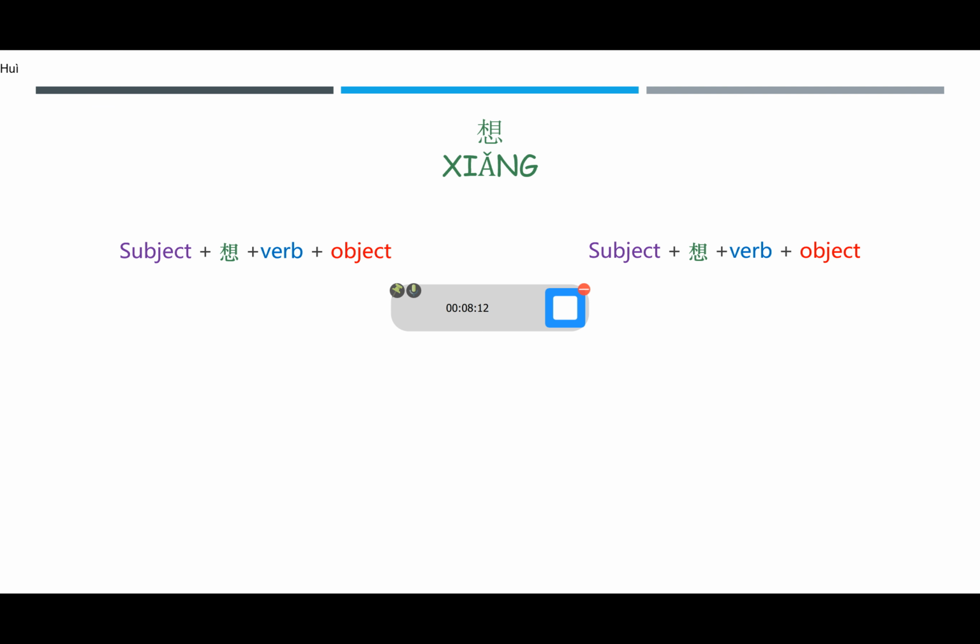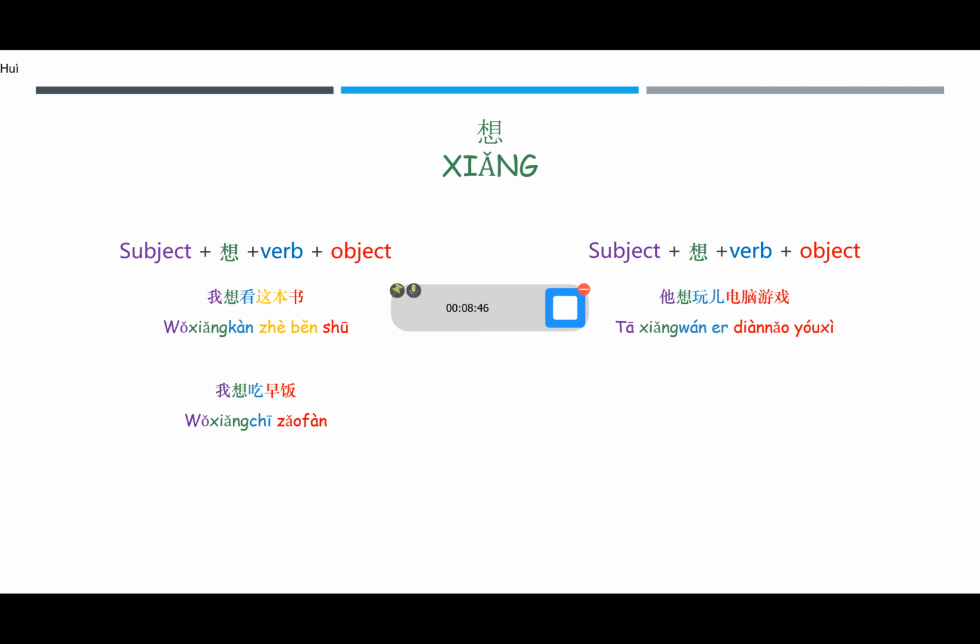So if we look at shang, it's again subject plus shang plus verb plus object. So 我想看这本书. I would like to read this book. 但是我没有钱, so I don't have money, so I can't buy it. 我不会买. I'm not able to buy it. 我想吃早饭. I wish to eat breakfast. 但是我没有钱, so I don't have money, so 我不会买. I'm not able to buy my breakfast.